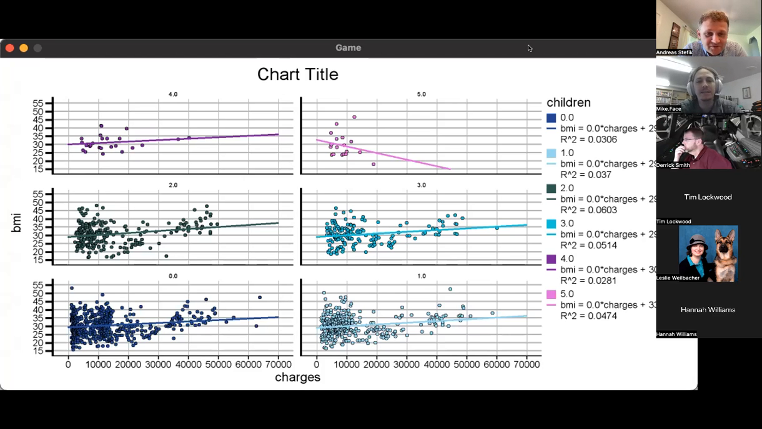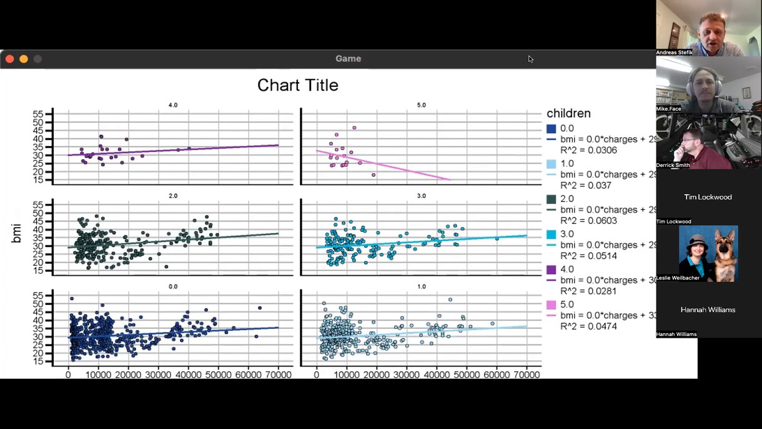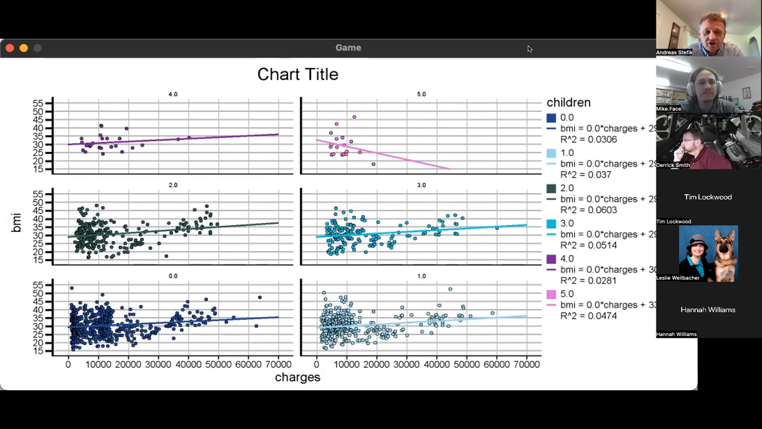Okay, so this one's interesting. I'm going to orally describe again. In this particular case, the selected columns are charges and BMI, and the selected factor is children. So first of all, we always take a step back and we ask, what's the scientific question that we're asking here?